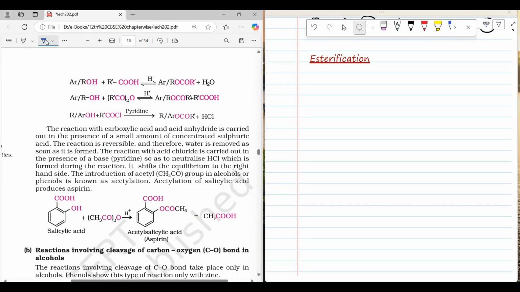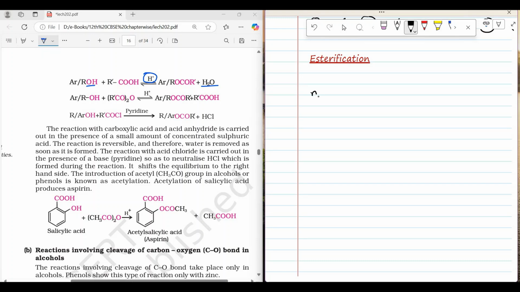When aliphatic or aromatic alcohols react with carboxylic acid, it results in the formation of ester and water is removed in the form of byproduct. And this reaction is catalyzed by acid. Now let's see how to get the product of esterification.